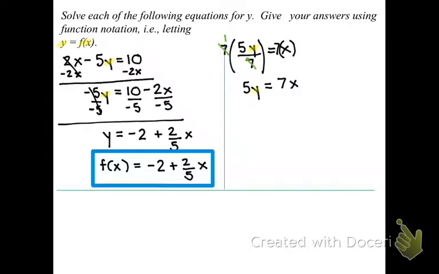All right, only thing left to get rid of in front of that y is my 5. It's connected by multiplication, so I'm going to undo that with division. So I need to divide by 5. And we end up with y equals 7/5 x. Not quite done though, because remember the directions specifically here tell me to use function notation. So I need f of x equals 7/5 x.